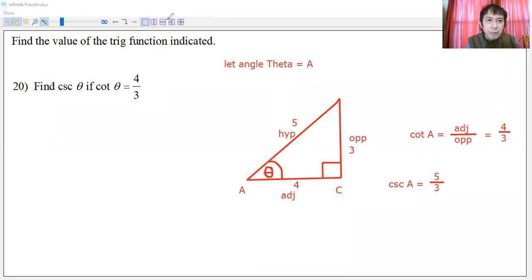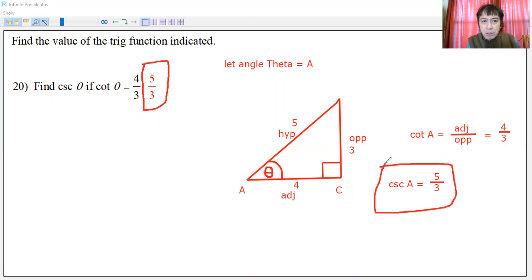Let's check and verify. There, it's 5/3. You can see the answer at the end of the statement over here, and that's exactly what we obtain. Cosecant of A is 5/3, so this must be correct. And this will be all for now. I hope you were able to learn reciprocal trigonometric functions.